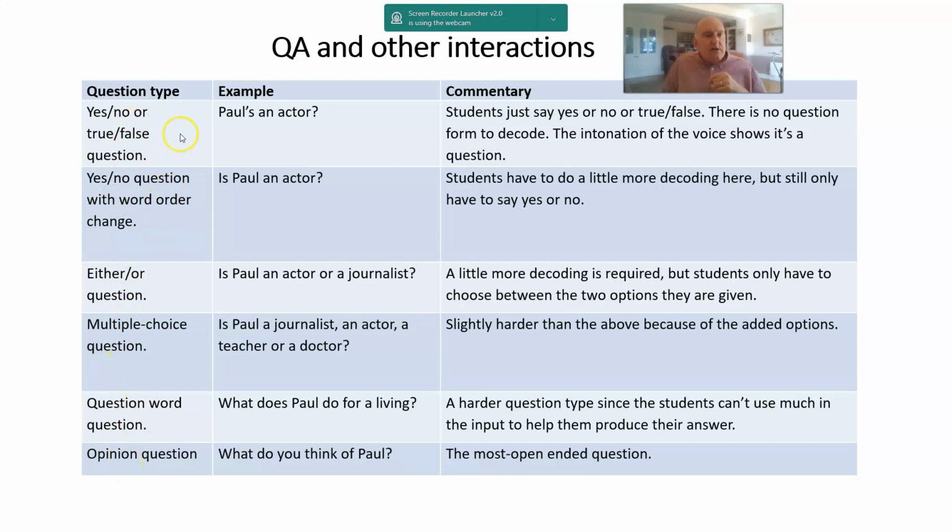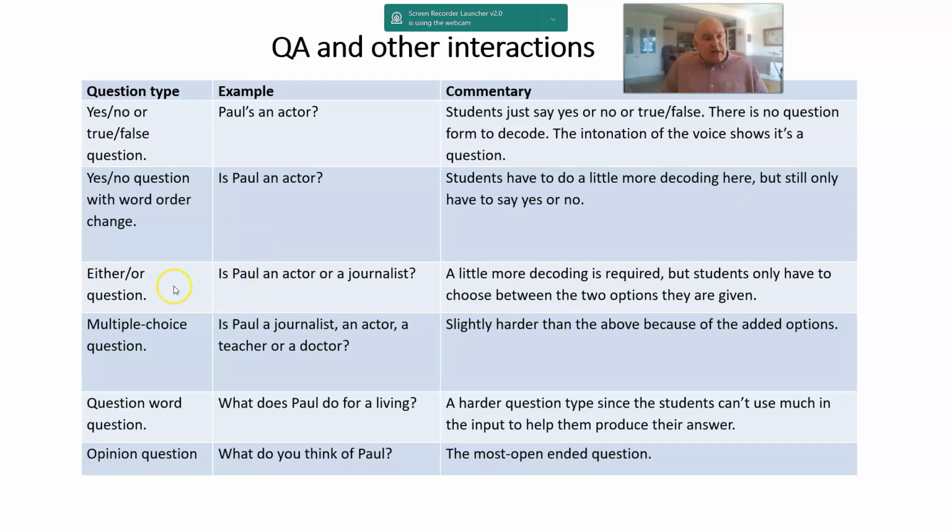I put these in English, but if you simply said, Paul's an actor? Yes or no. That doesn't demand too much decoding, and it demands a minimal response, but it's a source of listening. If we then use a different question form, so in English if you change the word order, is Paul an actor? That needs a little bit more processing because of the change of word order, and in the language that you teach there'll be other ways of changing the question form.